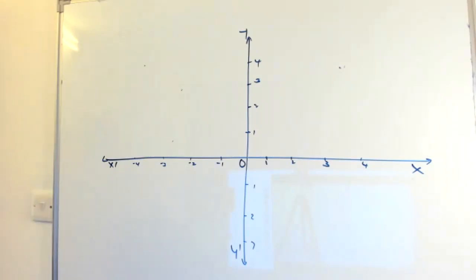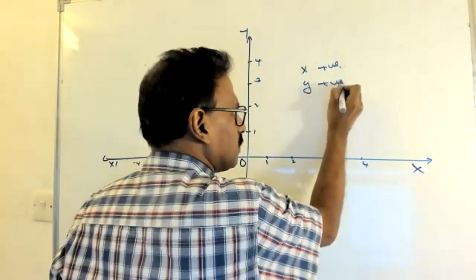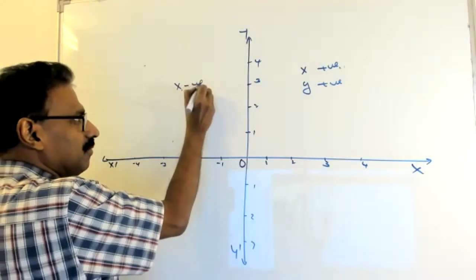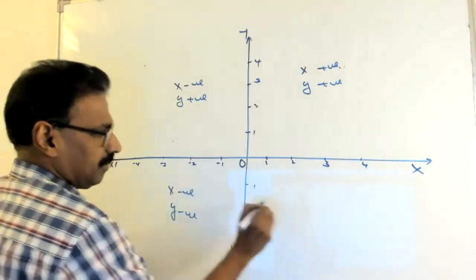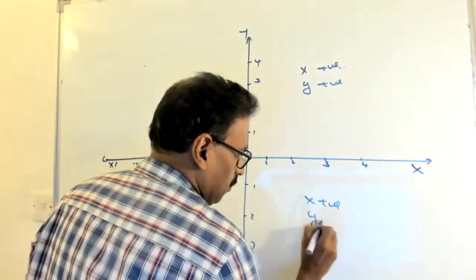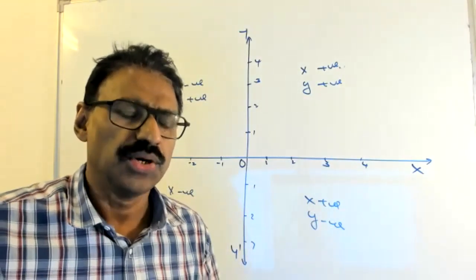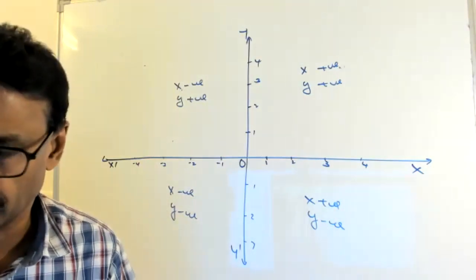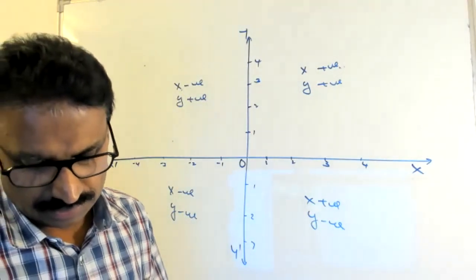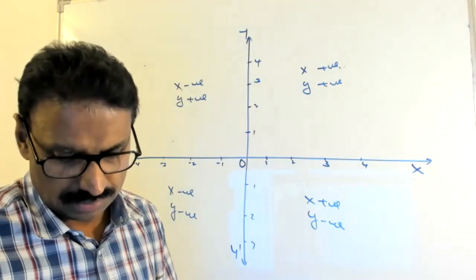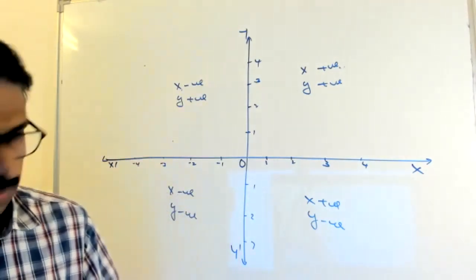Okay, you write here: x positive, y positive; x negative, y positive; x negative, y negative; then x positive, y negative. Write like this. Sir, should we draw this in the graph book or in the notebook? No, notebook. Graph book is only for questions. Okay, right in the notebook.